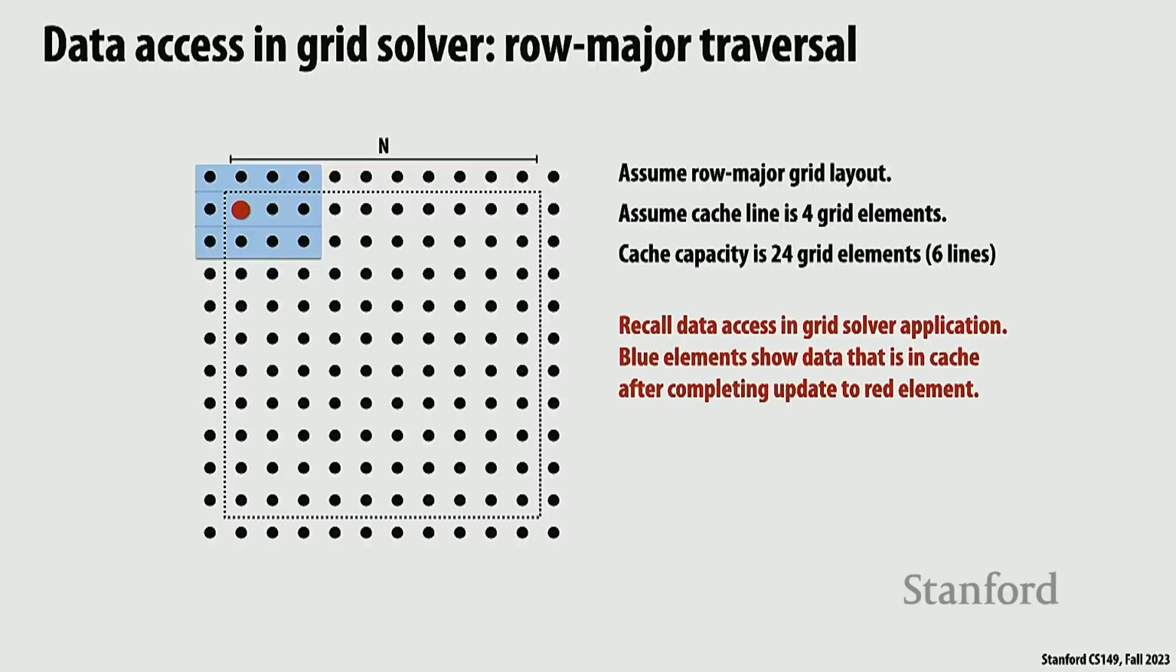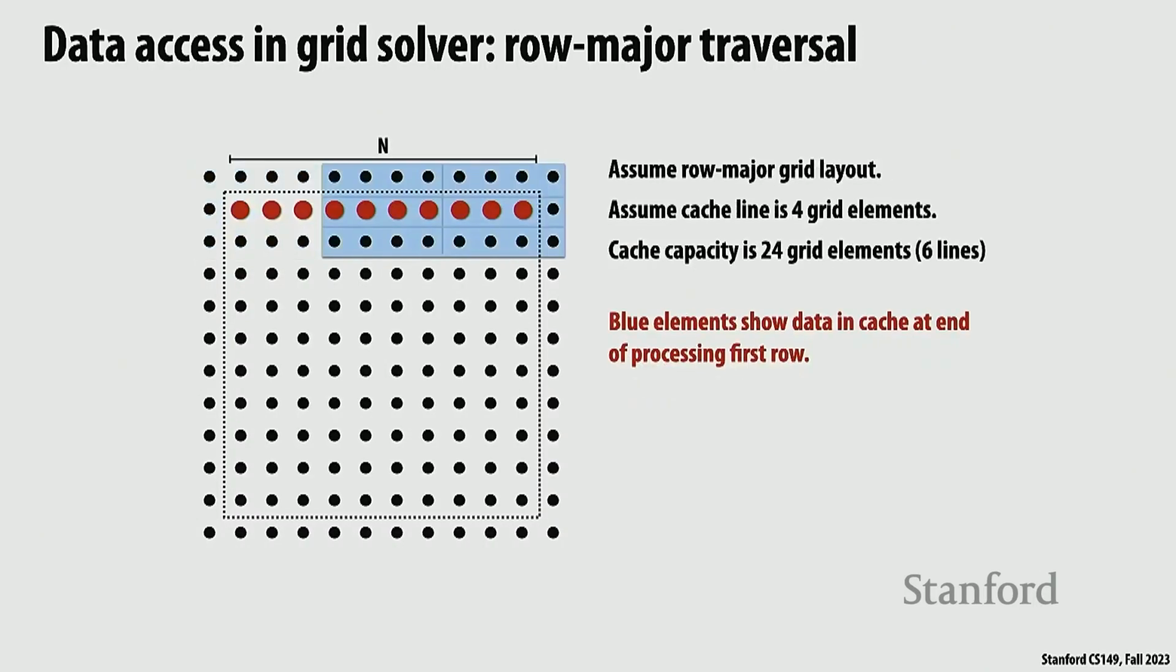I move over horizontally 1 element. Will there be any cache misses? No, actually, they're all cache hits. And now imagine we proceed in the horizontal direction. When we get to the end of the row, I've computed all of these elements, and that is the state of my cache. Remember, my cache can hold 6 lines.